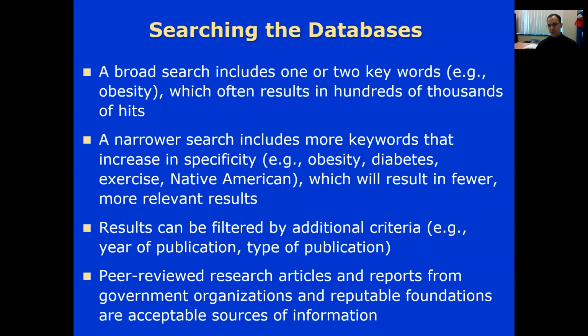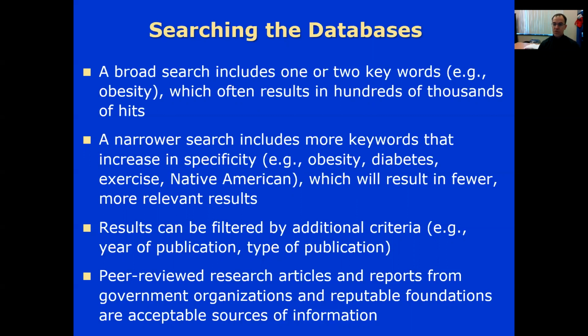But some considerations when you're doing a search of these databases: a broad search includes one or two keywords, for example, obesity, which often results in hundreds or even thousands of hits. The advantage of this is it gives you an idea of how big the problem is. The disadvantage is there are so many articles, it would be unrealistic for anyone to read all of them. So a narrower search includes more keywords that would increase the specificity. So you might include obesity and diabetes, obesity, diabetes, exercise, or Native American, a particular population, men or women, which will result in fewer and more relevant results.